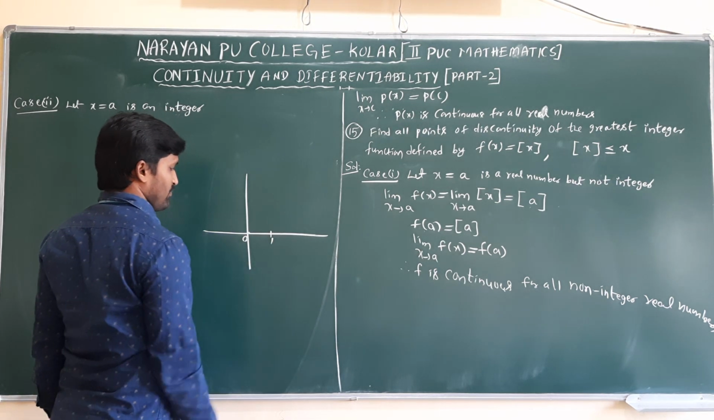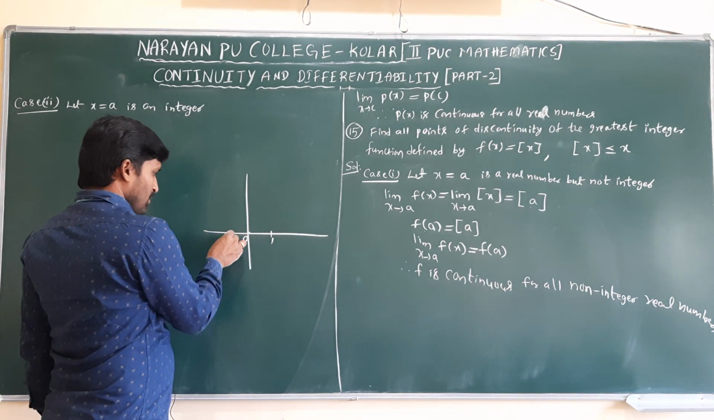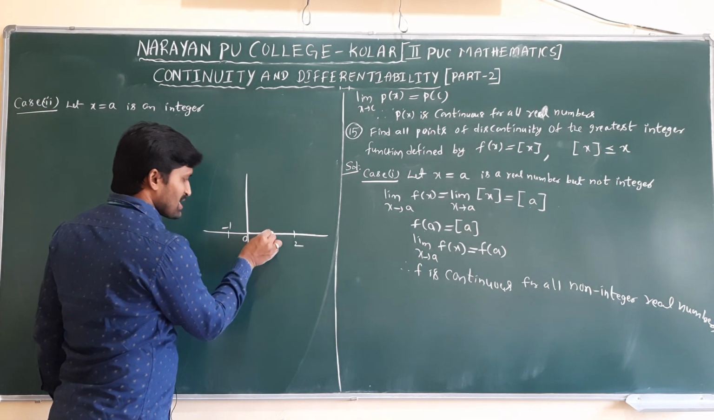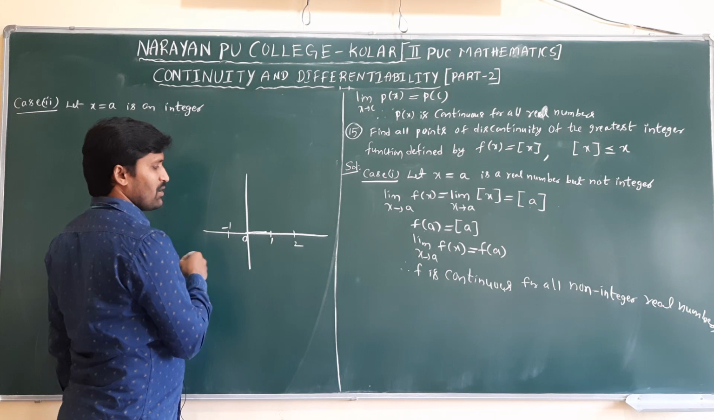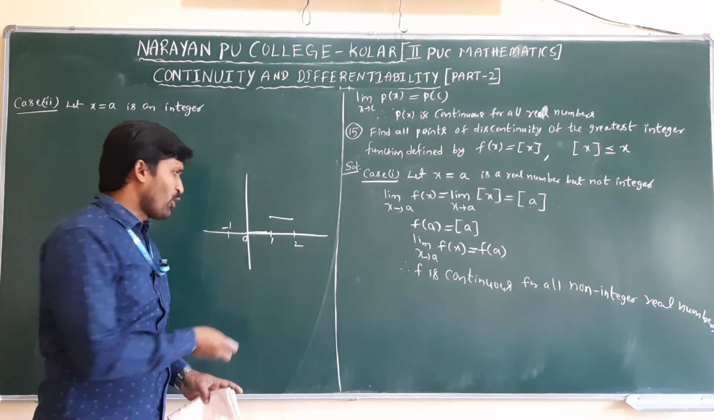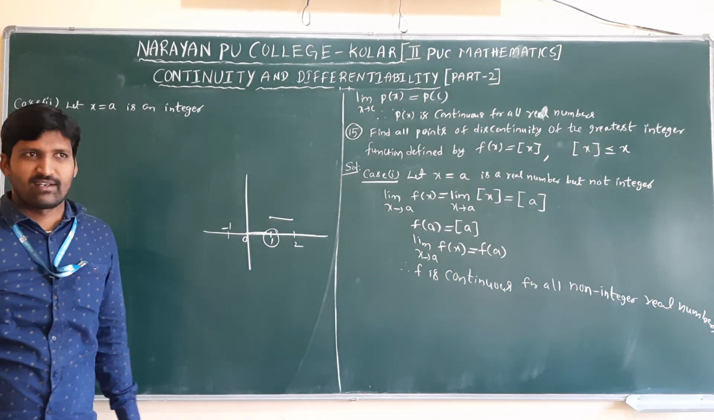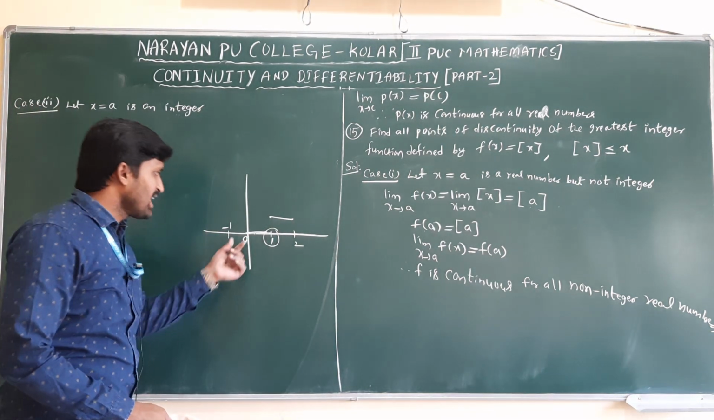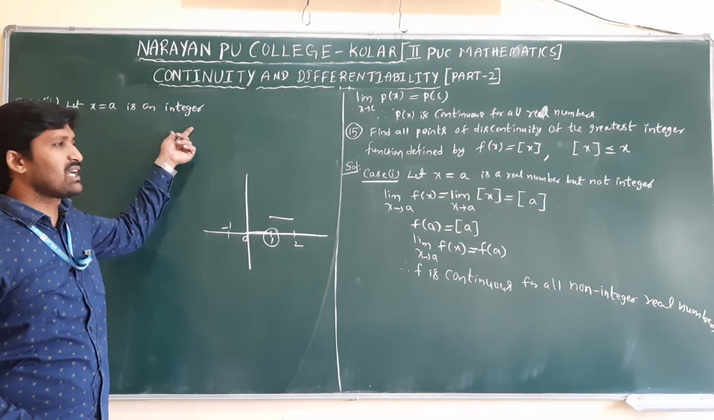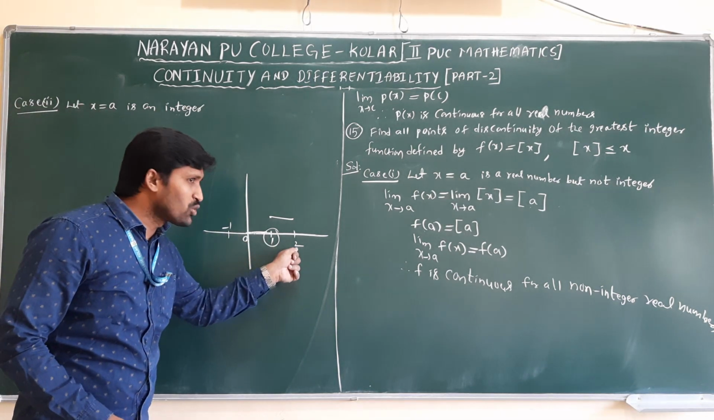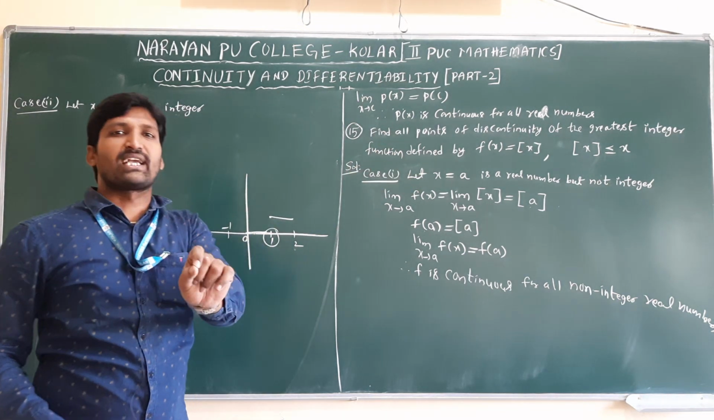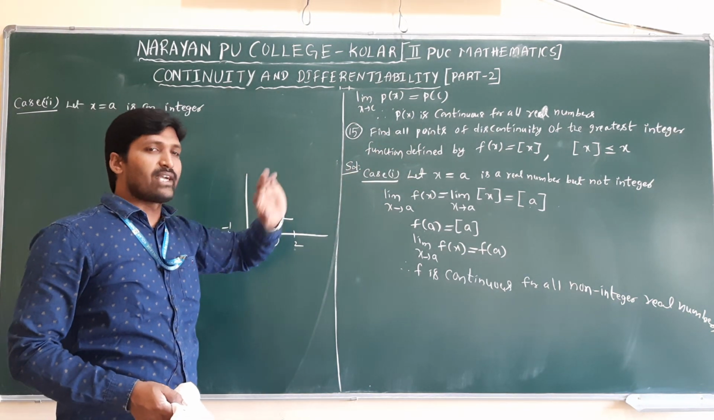0 to 1, minus 1 to 0, 1 to 2. 0 to 1, what is the value of this? We will get 0. 1 to 2, what will we get? 1. Here only, if you want to check at 1, for example, if we take 1, on the left side 0.99, the step value, how much will we get? 0. If we take from 1 to 2, more than 1, the value is different. That's why here we need to check the left hand limit and right hand limit both.